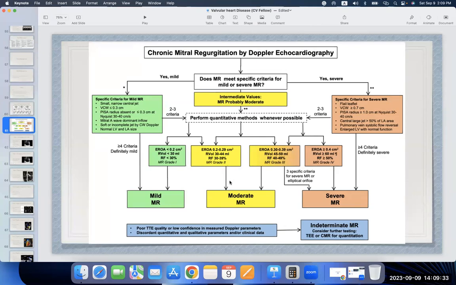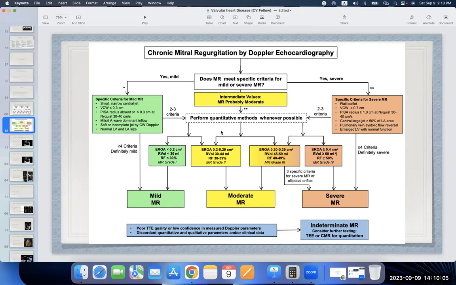Now the new approach to evaluate the mitral valve uses these criteria. We have specific criteria for severe mitral regurg, and specific criteria for mild MR. If you have 4 or more of the criteria specific for severe mitral regurg, you can say this patient has severe mitral regurgitation, and you can stop here. You don't need to do the quantification. And if the patient has 4 or more of the mild MR criteria, then you can also say it's mild MR, and there is no need to do the quantitative method.